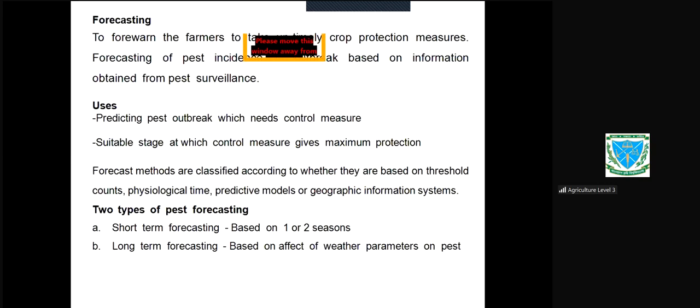So there are two types of forecasting. One is called short-term forecasting, another one is called long-term forecasting. Short-term is based on one to two seasons, it happens within one to two seasons. Based on the effect of weather parameters on pest, that is long term.